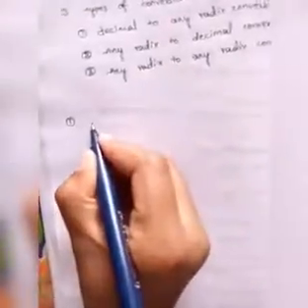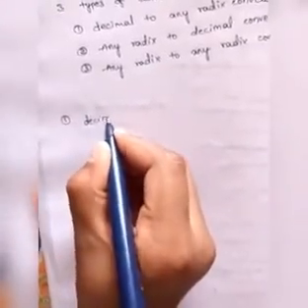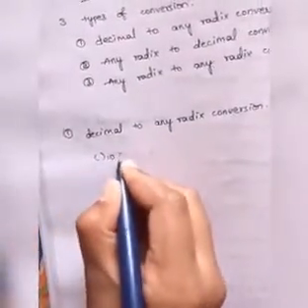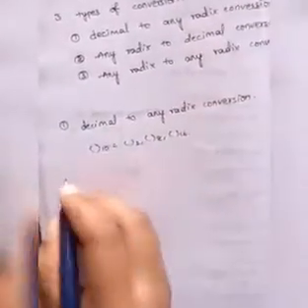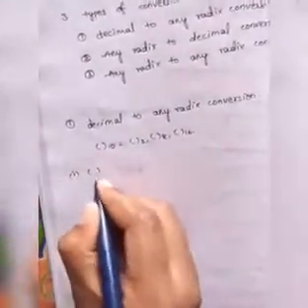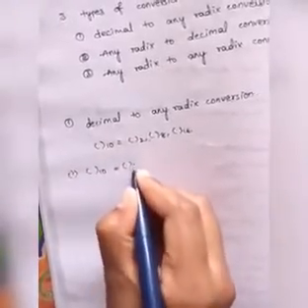First one is decimal to any radix conversion. So in this we have to convert decimal to binary, octal as well as hexadecimal. So in this first we discuss about the conversion of decimal to binary.